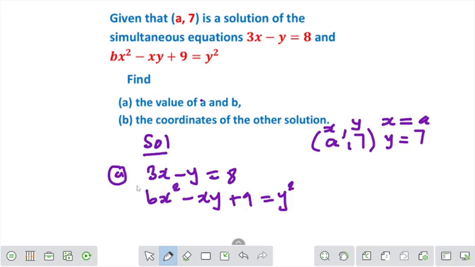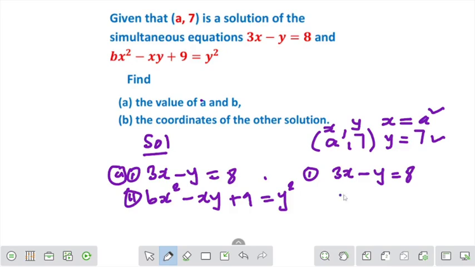So first thing, since we have these two systems of equations, we have equation 1, we also have equation 2. So in this case, we pick equation 1, 3x minus y is equal to 8. We have said that x is equal to a and y is equal to 7. So we are just going to substitute into this equation 1. Where there is x, we are going to put a. Where there is y, we are going to put 7.